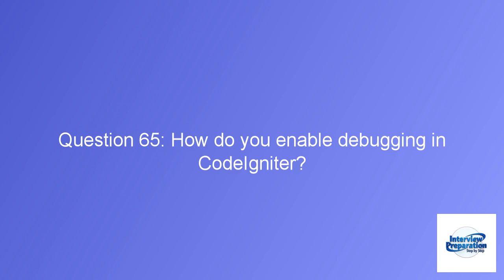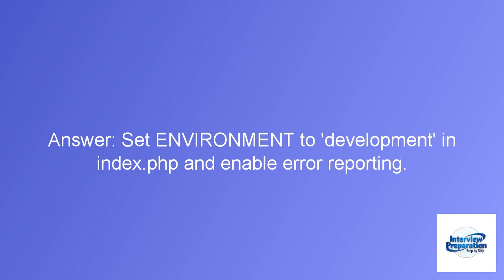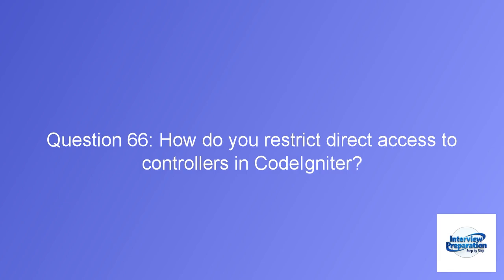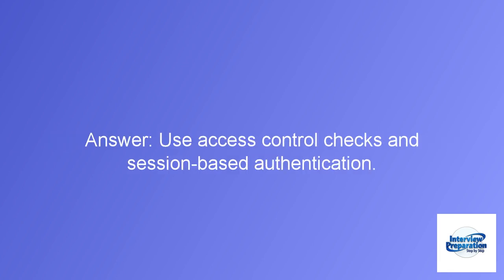Question 65. How do you enable debugging in CodeIgniter? Answer. Set environment to development in index.php and enable error reporting. Question 66. How do you restrict direct access to controllers in CodeIgniter? Answer. Use access control checks and session-based authentication.